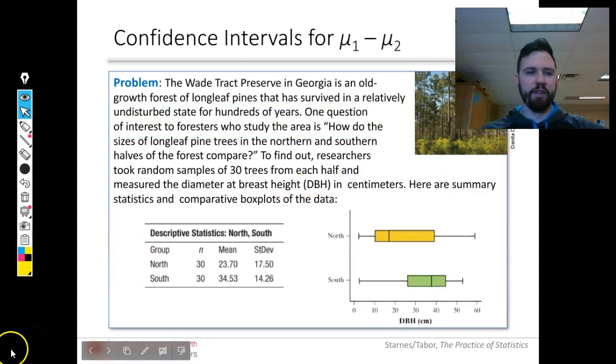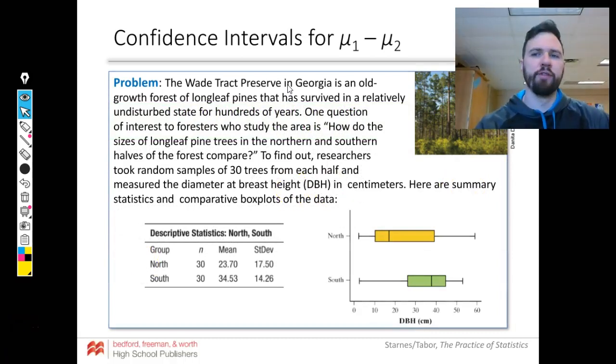All right, so let's look at this beast. The Wade Tract Preserve in Georgia is an old growth of long-leaf pines and has survived in a relatively undisturbed state for hundreds of years until we came and did this research that we had to cut down trees to find the trees. I hope that's not true.